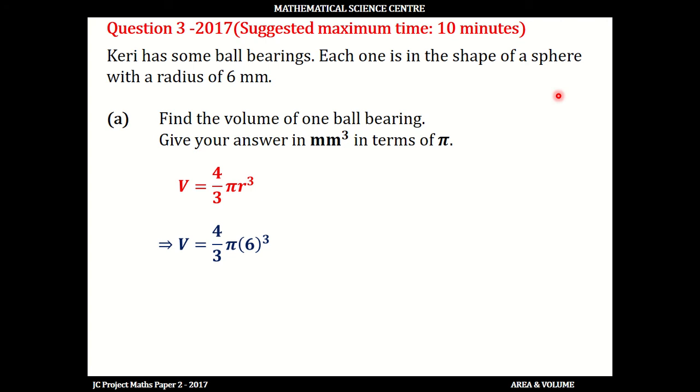Now again, it actually does specify, give your answer in terms of pi. Is that okay? It's only when it states that that you can leave your answer in terms of pi. Otherwise, you have to give the decimal number equivalent. So what does this work out as in terms of pi? 288 pi. And the answer here is in millimeters cubed.